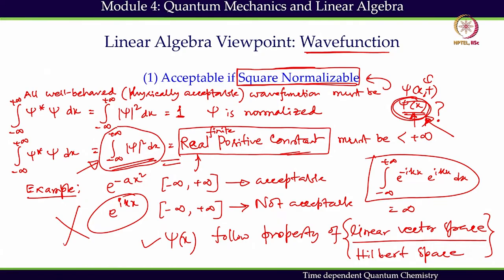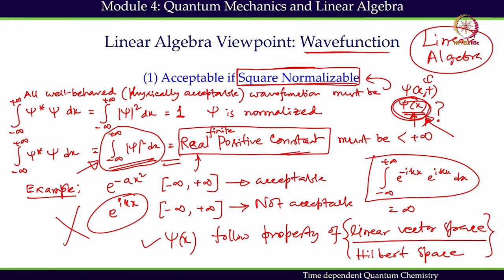It is more like we are living in the solar system, and any living being living in the solar system will follow similar properties. So, similarly, if the wave function is living in Hilbert space or linear vector space, it means that it must be square normalizable. There is a consequence, and that is the reason why I can use linear algebra. Otherwise, I cannot use linear algebra.